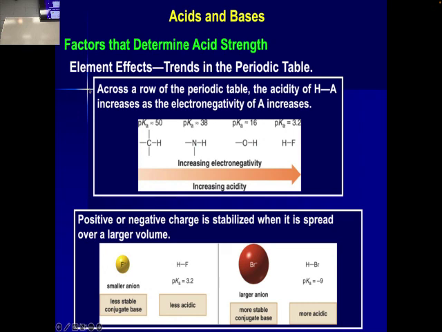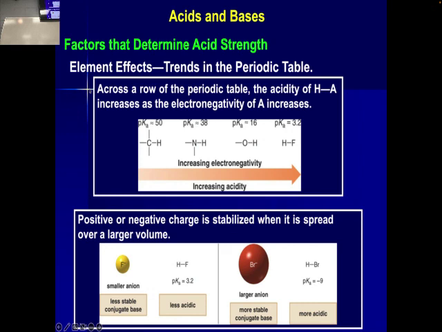It has to do with the size of the anion. I can't tell you the real reason. You'd have to learn that in physical chemistry. But just think about it as taking a negative charge and distributing it over a larger surface of a sphere. It doesn't crowd itself as much. It's more diffuse.